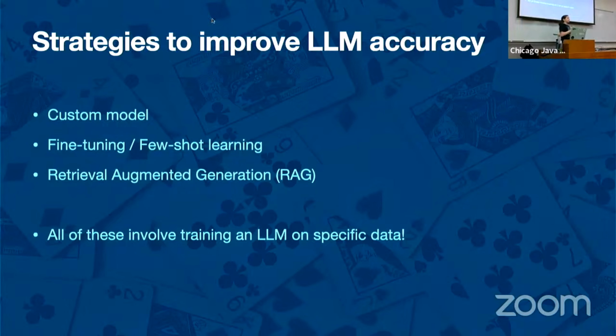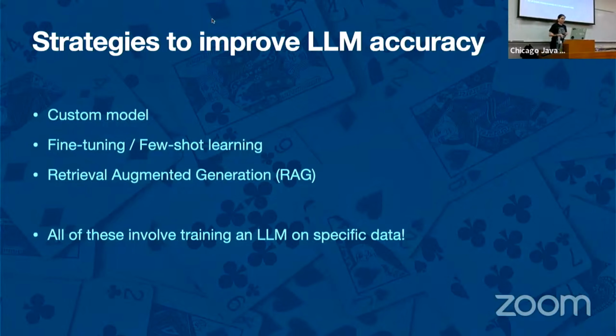The third option, which is where many companies and developers are going, is retrieval augmented generation, or RAG. We'll talk more about this over the next several slides, but this is where you provide some kind of external source of data to the LLM as a guide of here's relevant information, use this in your answer. Notice, though, that all three of these points involve training an LLM with specific data, just on various sliding scales.